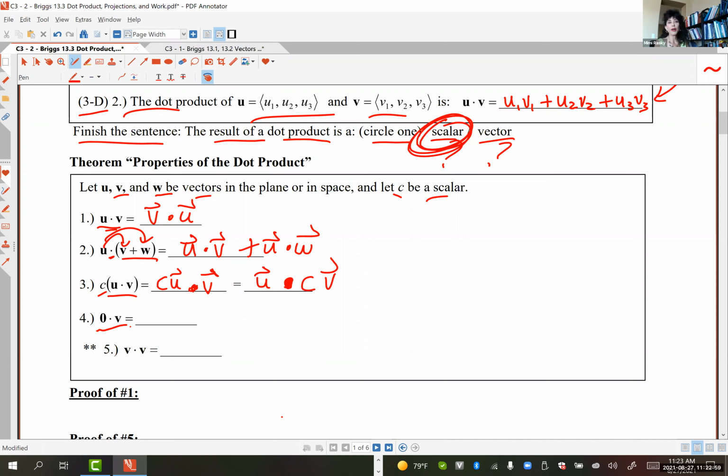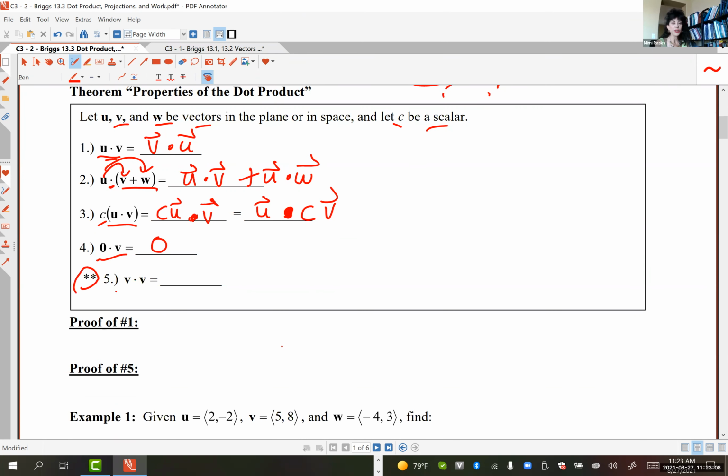If you take a dot product of any vector with the 0 vector, it's what you'd expect. You'll get 0. I put a couple stars next to the last guy because he is interesting, and this will come up later. If you take the dot product of a vector with itself, it'll give you the same answer as its magnitude squared. Interesting.